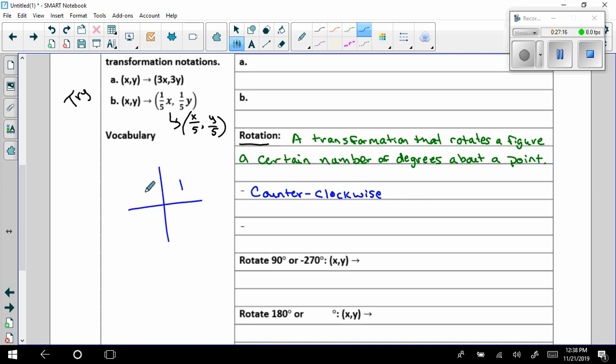Keep in mind our coordinates are 1, 2, 3, and 4. So counterclockwise goes this way. So you're going to have a positive angle, right, because you're going in the order that our coordinates go. Clockwise is a negative angle, or a negative degree.